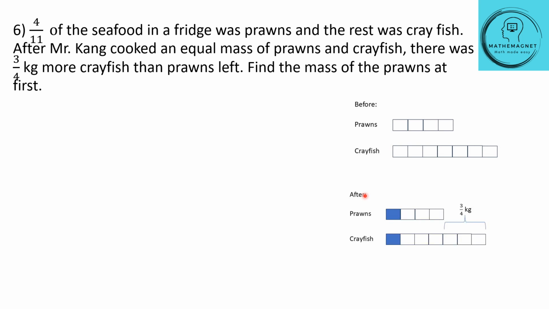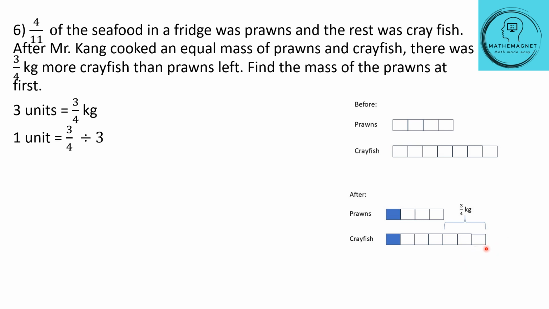So the after model will look like this. Let us assume this blue area is the portion of prawns and crayfish that Mr. Kang has used to cook. And still comparing this before and after, crayfish is still always 3 units more than prawns, correct? And that 3 units we know is 3 by 4 kg. Crayfish is more than prawns. So we know 3 units is equal to 3 by 4 kg, correct?